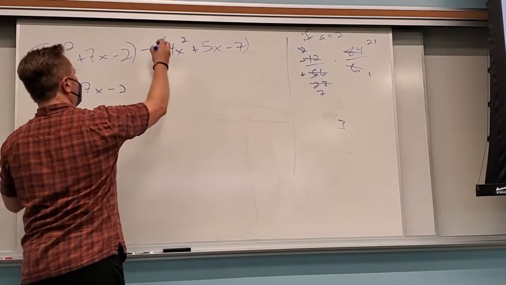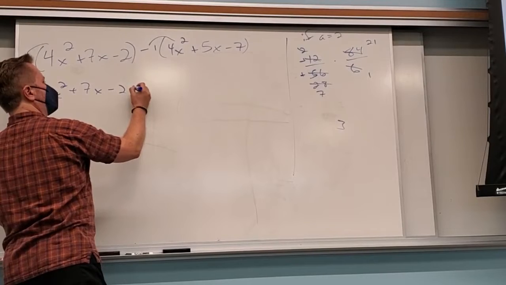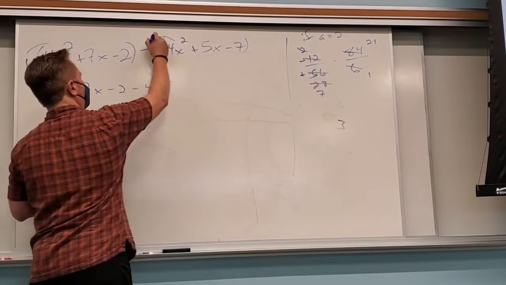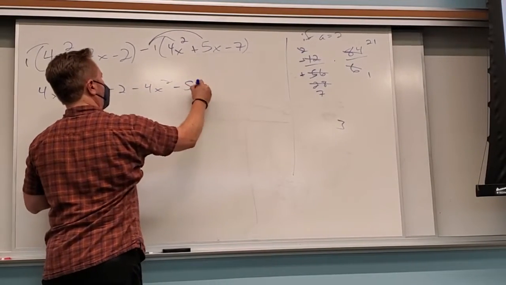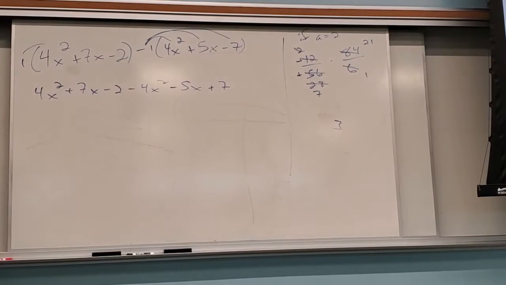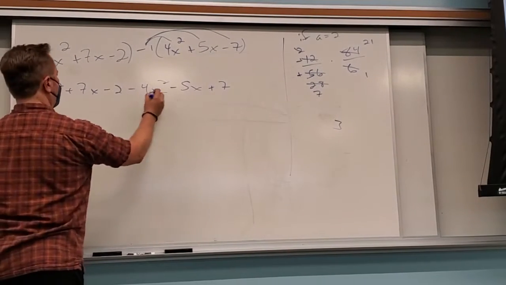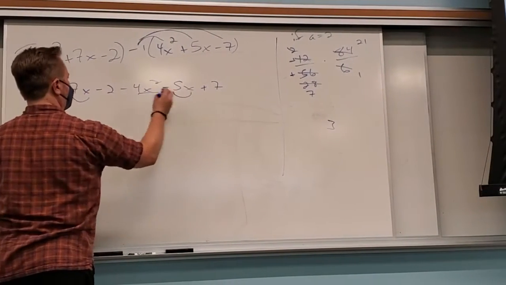What's in front of these? Negative 1. That becomes minus 4x squared, minus 5x, plus 7. And now it's just like terms, right? So I do this. Find my x squares, find my x's, find my numbers.